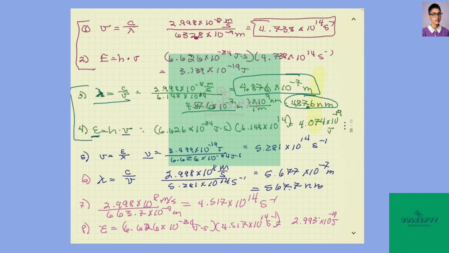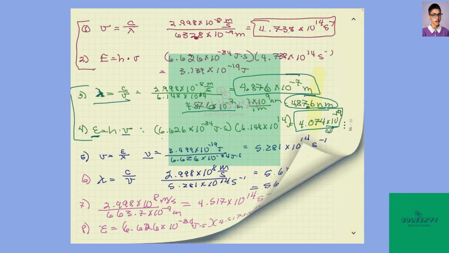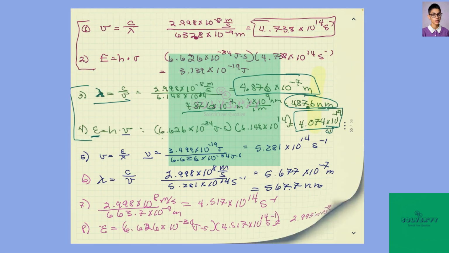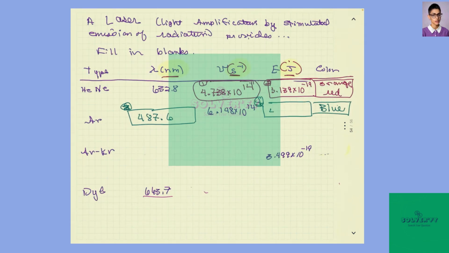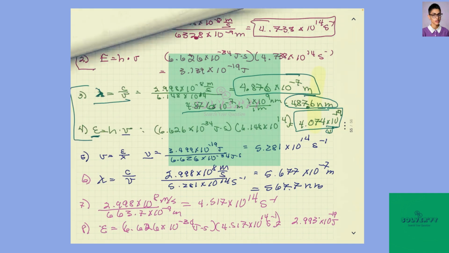So next, we found our energy by taking Planck's constant, this is in joules, times our frequency. We got 4.074 times 10 to the minus 19th. Then, Calc 2, that's in dark blue.